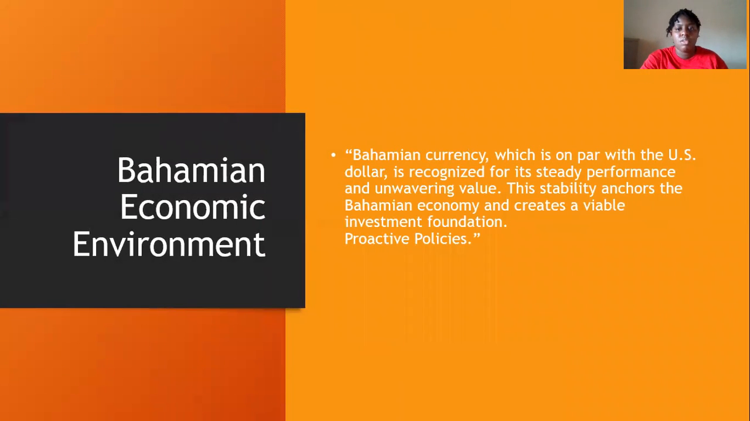Bahamian currency, which is on par with the US dollar, is recognized for its steady performance and unwavering value. This stability anchors the Bahamian economy and creates a viable investment foundation.